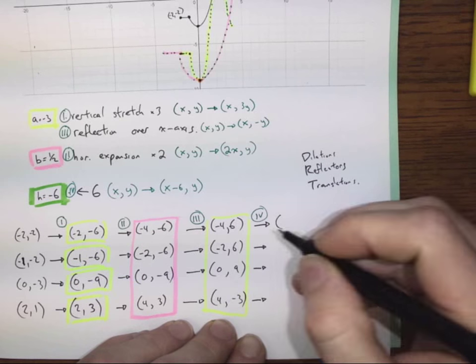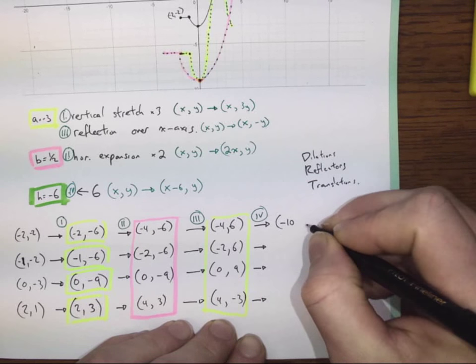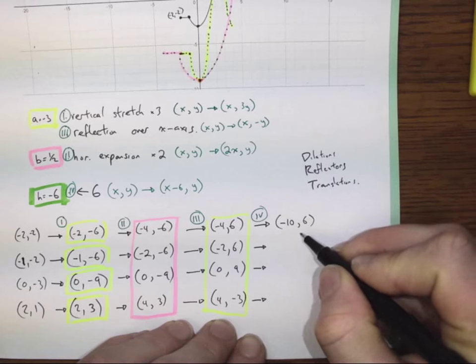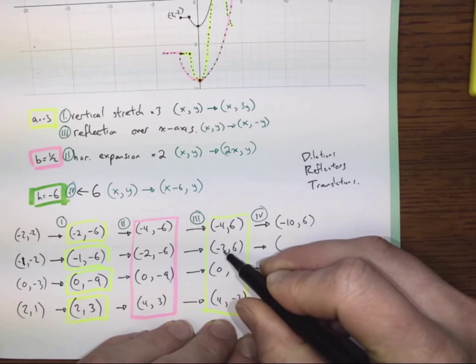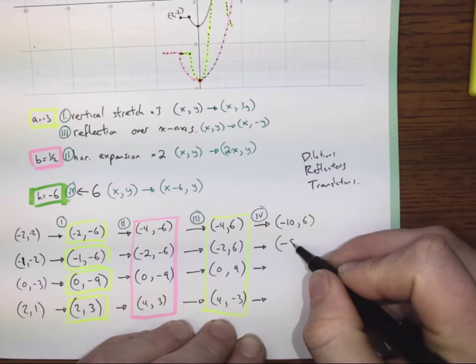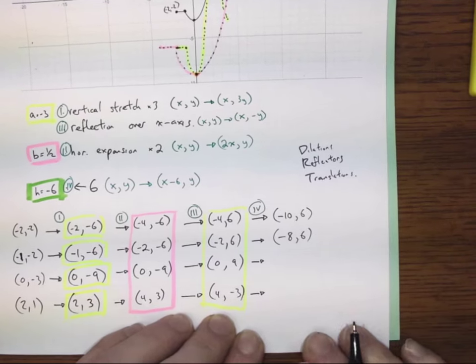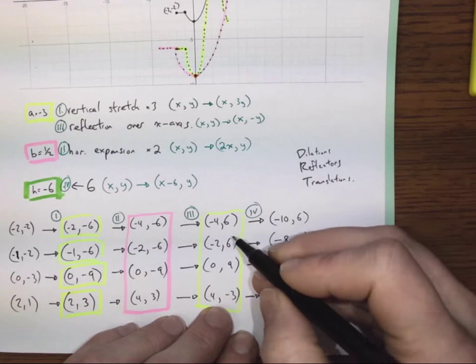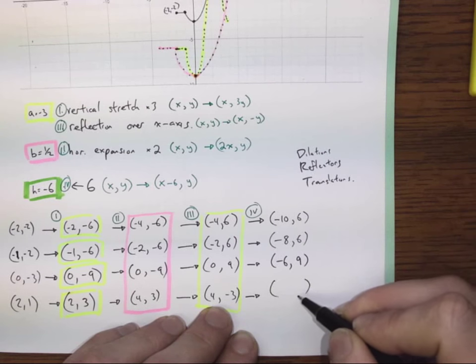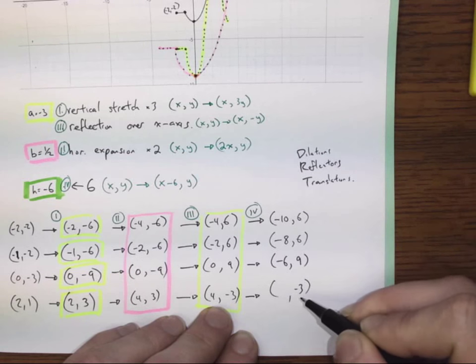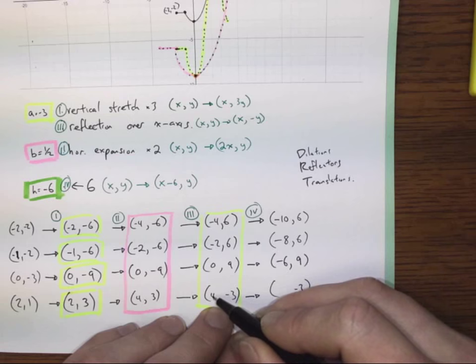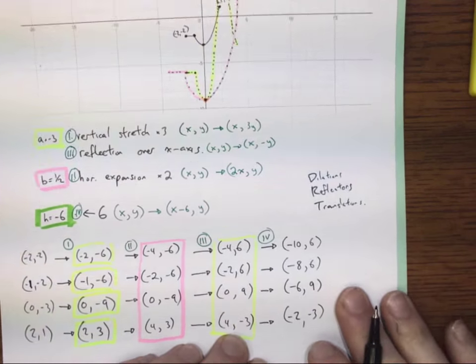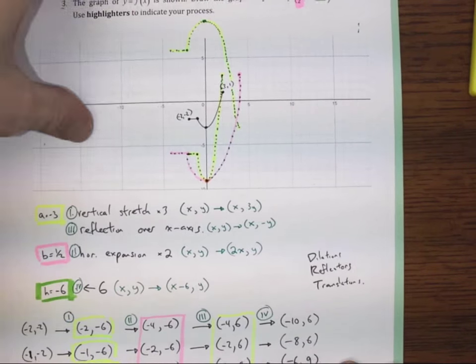That's going to take my negative 4 x value and take it to negative 10. Negative 4 take away 6 is negative 10. Negative 2 take away 6, negative 8. Then we have 0. Okay, that's easy. So negative 6 and then 9. Again, these y values are not changing. I could even have just written all the y values. And that's 4 take away 6.